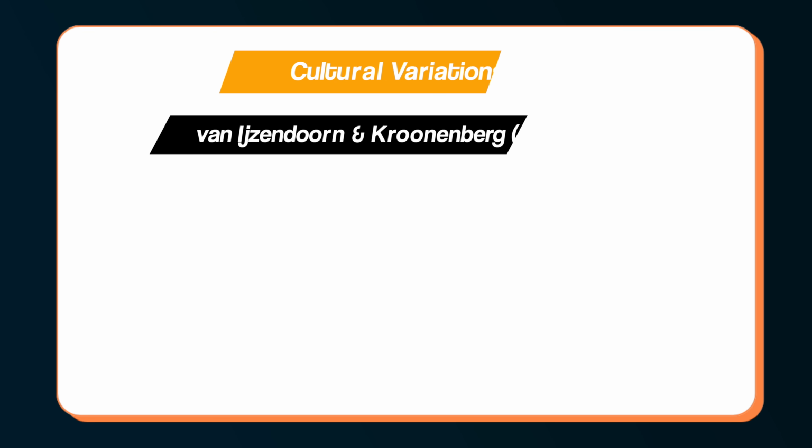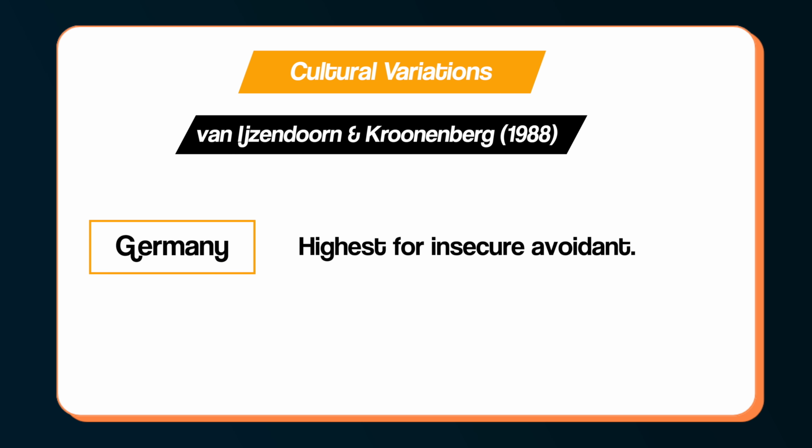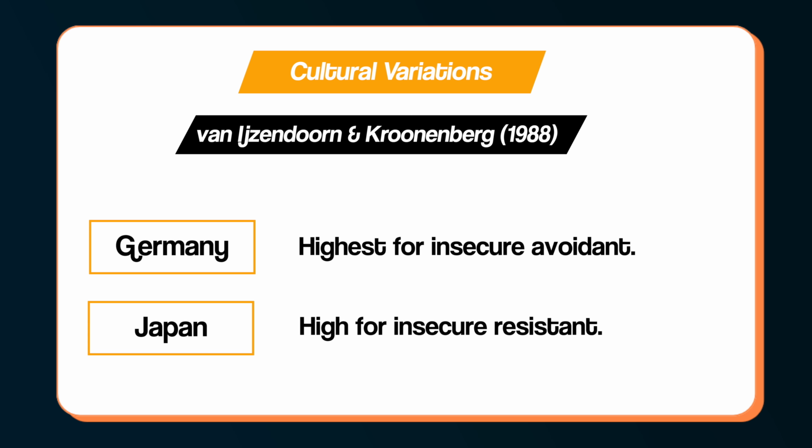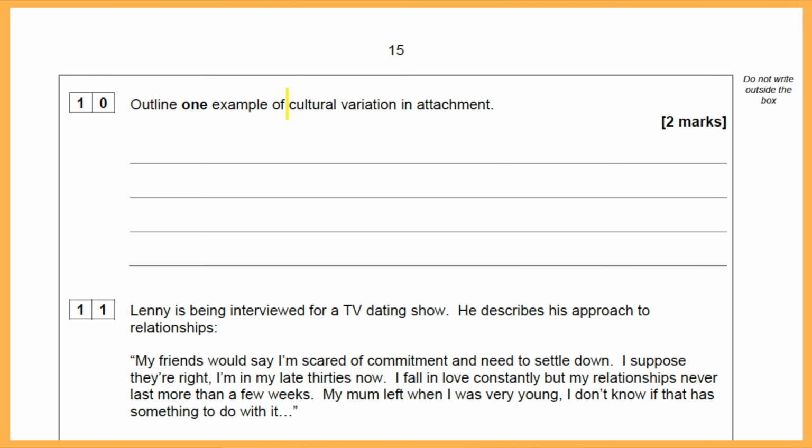Here you could choose some of the countries to show how attachment varied across culture. So you could write about how Germany were the highest for insecure avoidant, whereas in comparison, Japan were very high for insecure resistant. Note on the mark scheme that a statement that secure attachment is most common in most countries is not creditworthy, because this is not focused on what the question asked, which is about cultural variation.